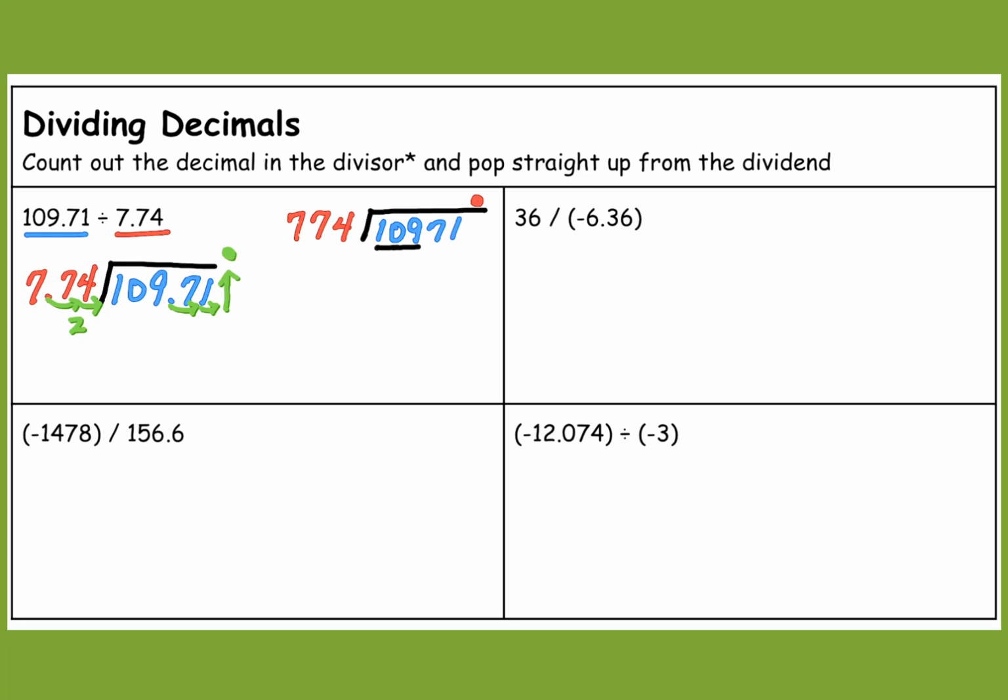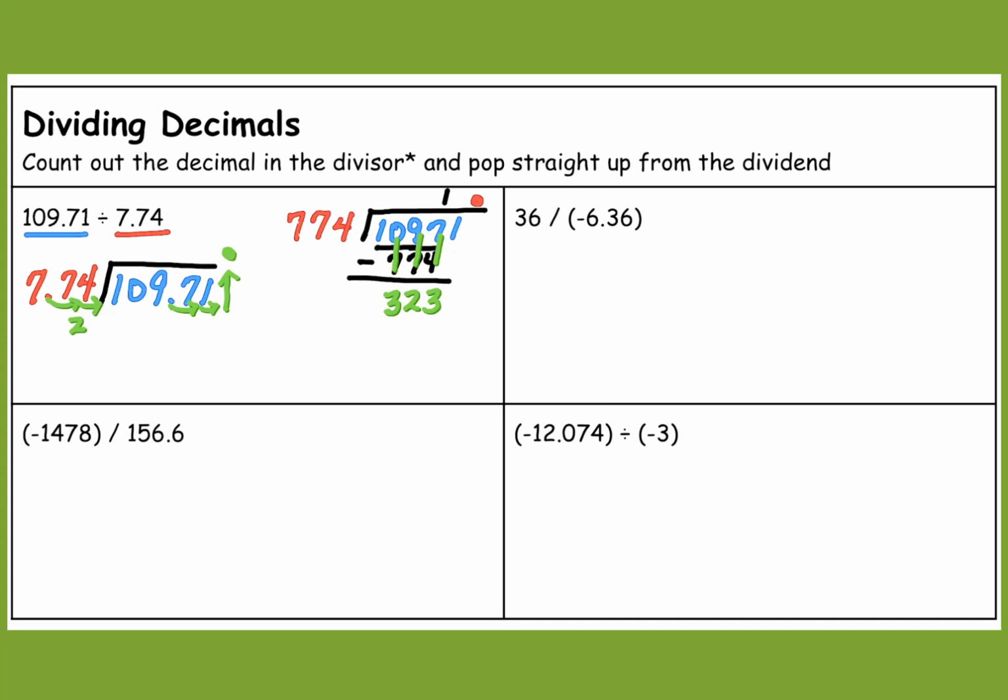No. If we have 1097, can we remove 774? That answer is yes. How many times can we take out 774? That is 1 time. 1 times 4 is 4. 1 times 7 is 7. And 1 times 7 is 7. So we're going to subtract that away. And 7 minus 4 is 3. 9 minus 7 is 2, and 10 minus 7 is 3. So that leaves us with 323.